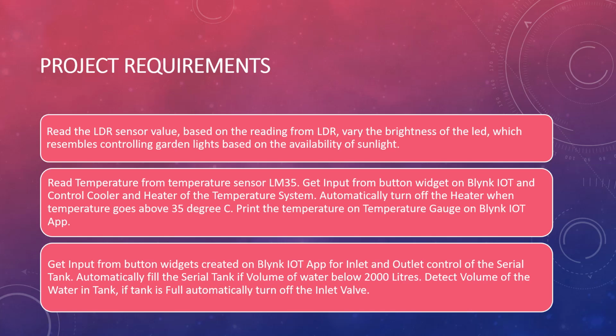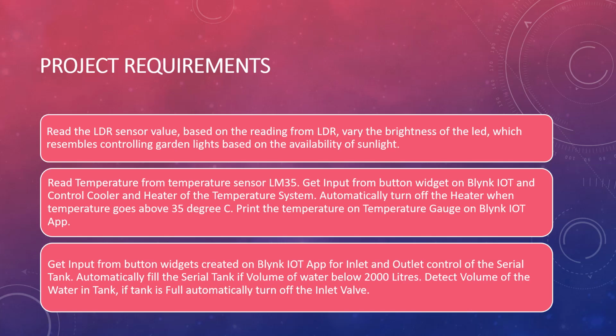Use the Blink app to control the cooler and the heater. The cooler turns on or off based on user input from the app. The heater will automatically turn off if the temperature exceeds 35 degrees Celsius to prevent overheating. Then it will display the current temperature and temperature gauge in the Blink app, which is implemented as a widget, one of the widgets in the Blink IoT app.